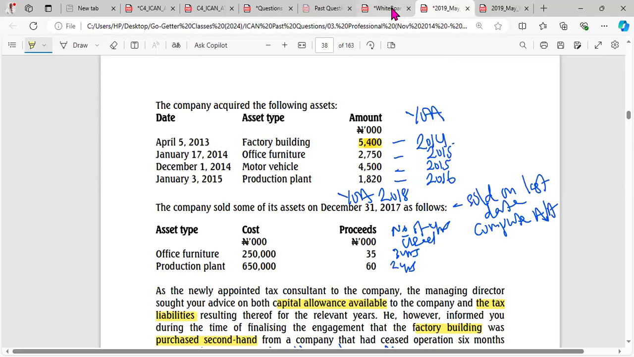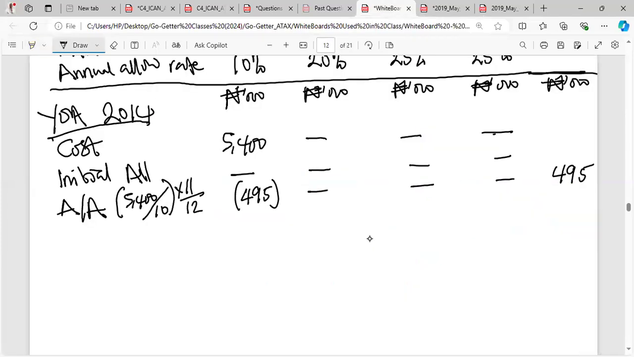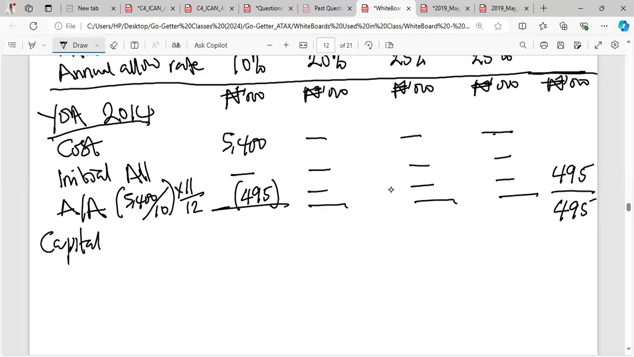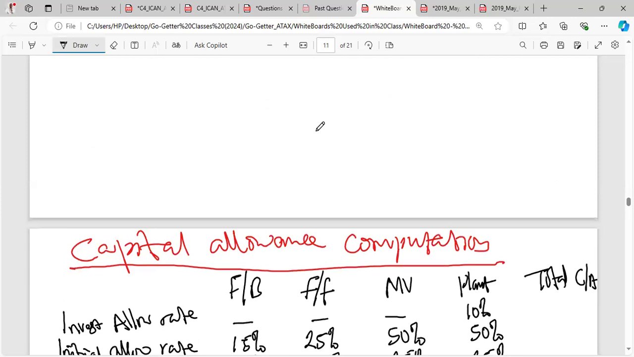Okay, so what will happen now is this is our capital allowance for the year. So we'll just take it up down here. Let me just rule this line again. Let me just rule all this line. So I'll just come here, 495. Now say capital allowance, 495. I'll take it up for the year 2014.